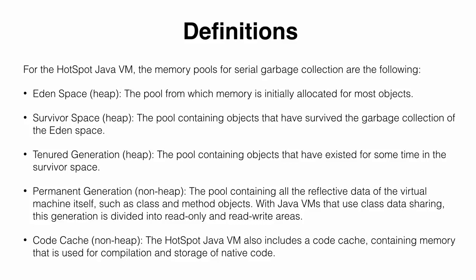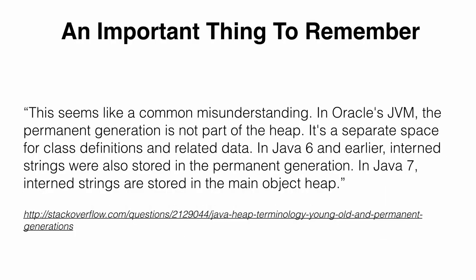With Java VMs that use class data sharing, this generation is divided up into read and write areas of access. So code cache, non-heap again. The Java Hotspot JVM also includes a code cache containing memory that is used for compilation and storage of native code. So maybe screenshot this bit for the definitions. It's going to be very useful if someone asks you about the garbage collector.